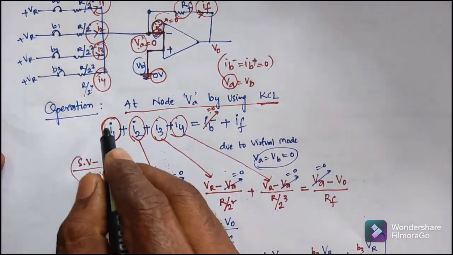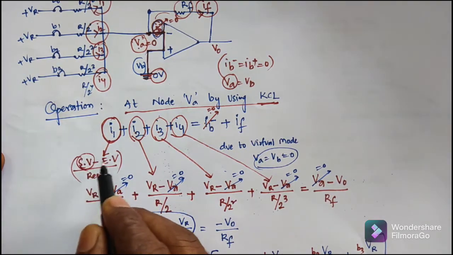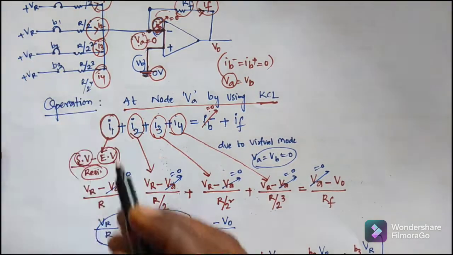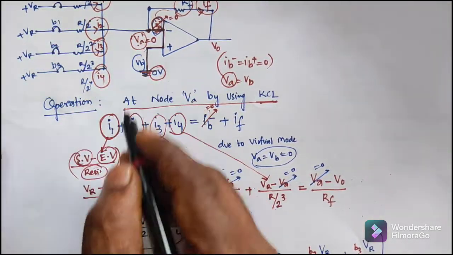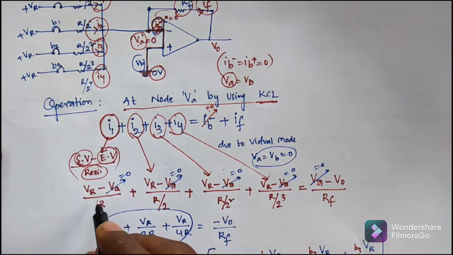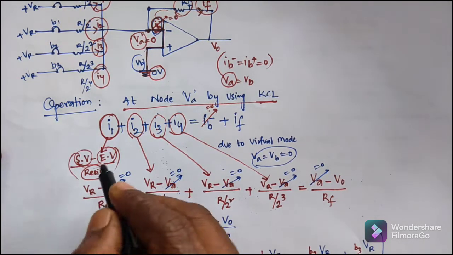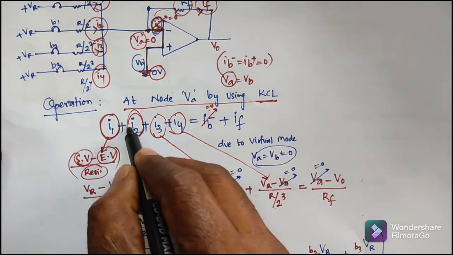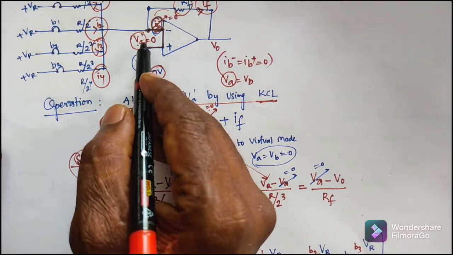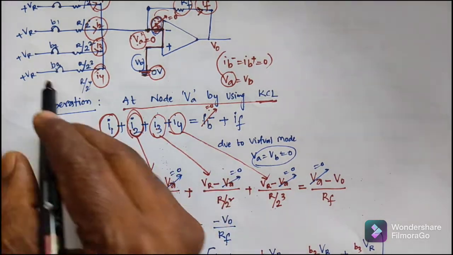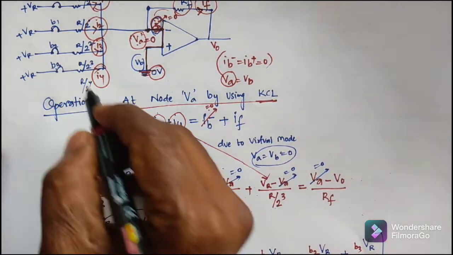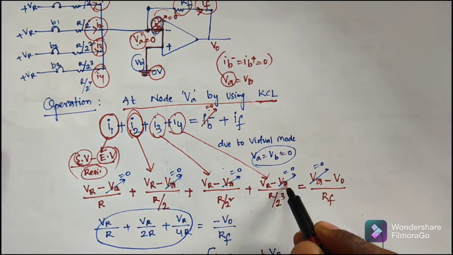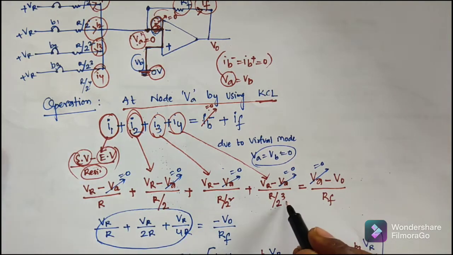How can you calculate the I1 value? It is the starting voltage minus the ending voltage, divided by that branch resistor. So for I1, the starting voltage is VR, the ending voltage is VA, and the resistance is R by 2 to the power of 0, which is 1, so R by 1 is R. Next, I2 is VR minus VA by R by 2, then VR minus VA by R by 2 squared. Like that, the fourth one is VR minus VA by R by 2 to the power of 3.